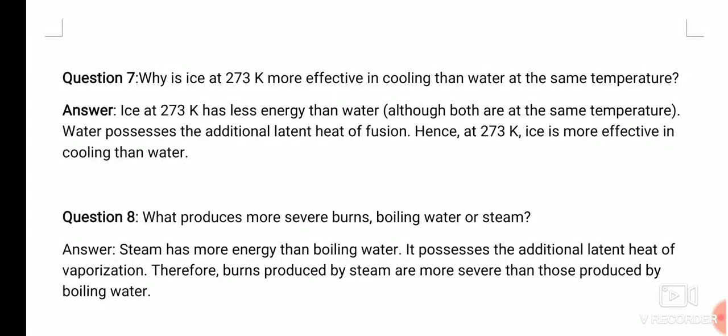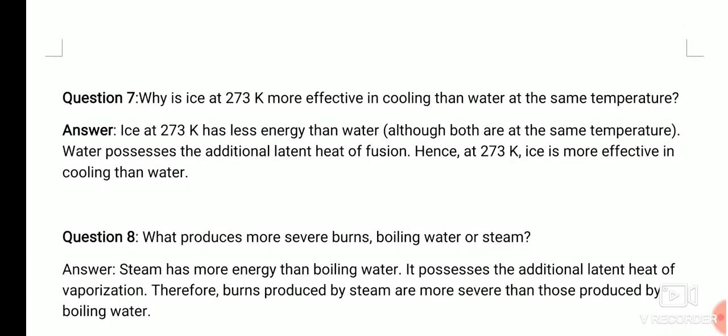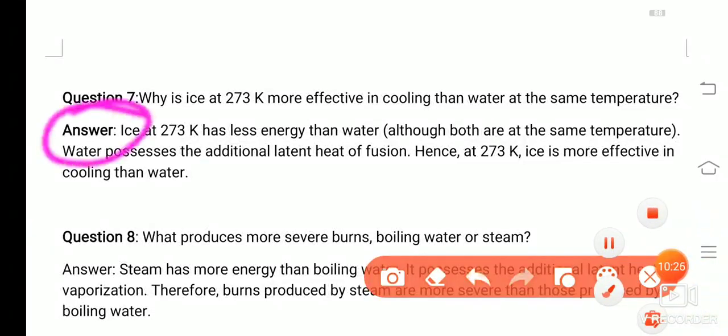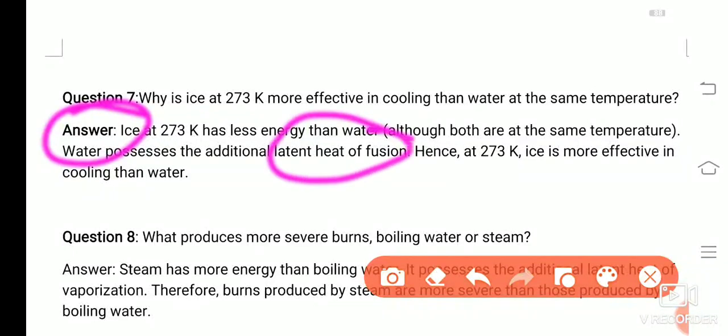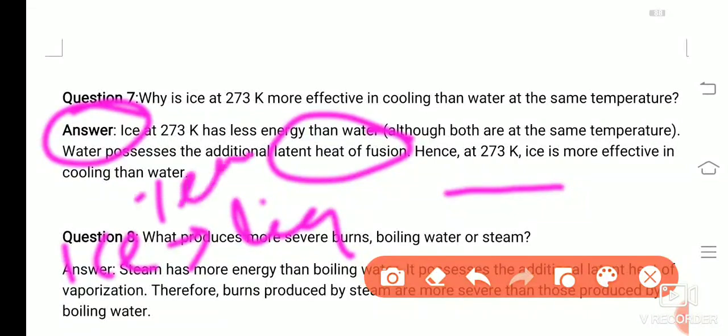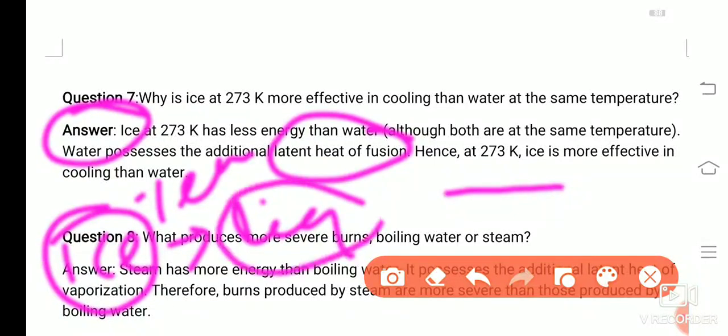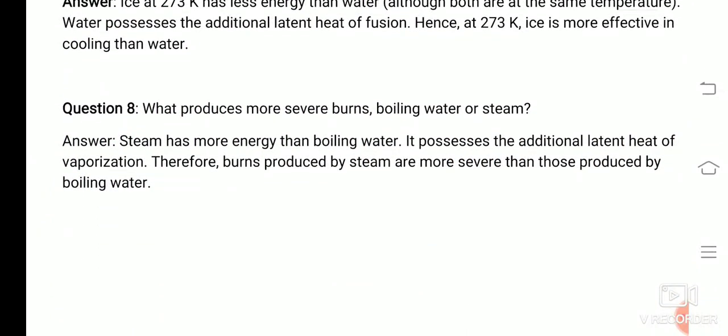So water possesses additional energy since it is in the liquid state. It has additional energy in the form of latent heat of fusion. So hence ice at 273 Kelvin is more effective. Why? Because when ice has to change into liquid, it needs to absorb heat. That means it has less latent heat, right? And it has more heat. So that is why ice is more effective in cooling at 273 Kelvin.